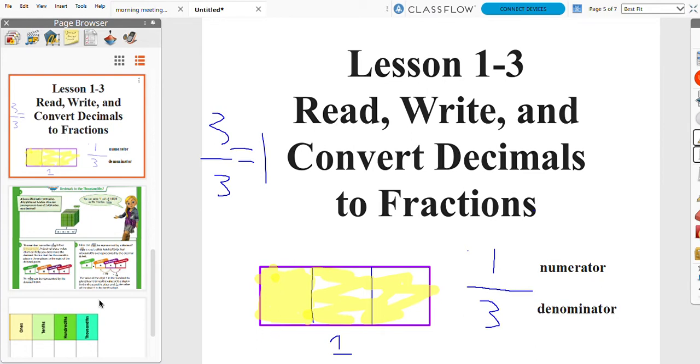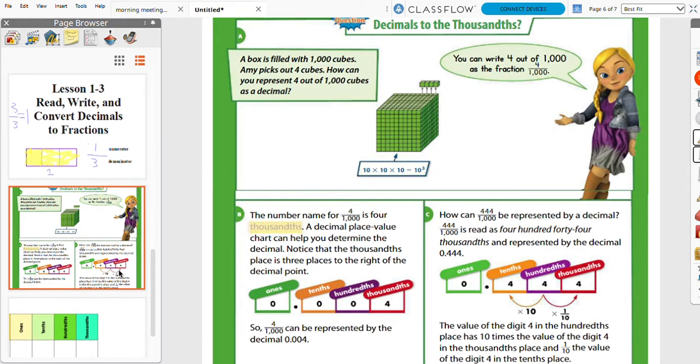So why are we talking about the stuff that you learned in first grade to review how to convert decimals to fractions? Well, I think if you understand that concept and can use this place value chart, you should be very successful today. Look at this problem here. A box filled with 1,000 cubes. Amy picks 4 cubes. How can you represent 4 out of 1,000 cubes? Anytime you see out of, you know it's a fraction or ratio. Fractions and ratios are the same.